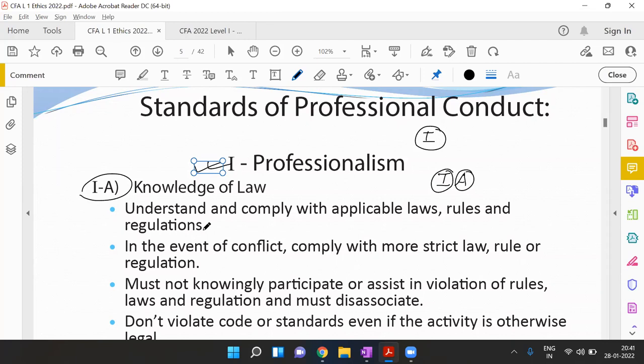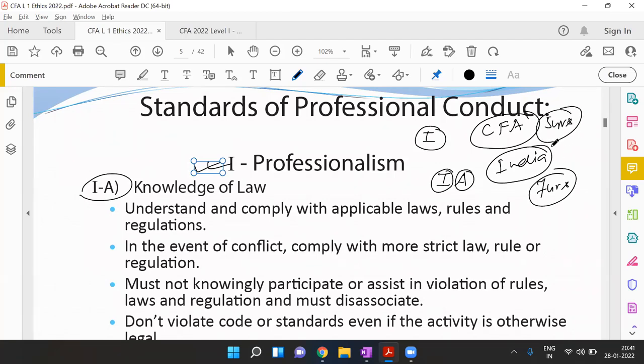Now, what happens in the event of conflict? Let's say CFA Institute has given these Standards of Professional Conduct, and a country has certain different laws. I will give an example. Let's say if you do any sort of manipulation in the capital market, right? Then the Indian market says that you will be penalized and you'll be debarred from the capital market for 7 years. CFA Institute says, let's say, you'll be debarred for 5 years. There's a conflict. In that case, what will happen? You'll have to follow the stricter one, whichever is stricter. Which is stricter here? Indian laws.